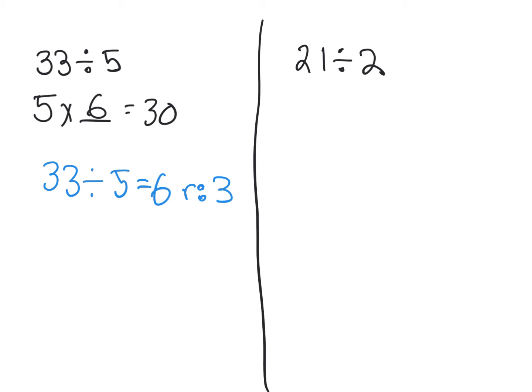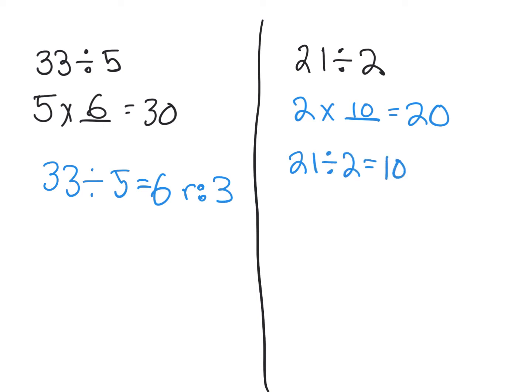We can think about the same thing with 21 divided by 2. We need a 2 fact that's going to get us close to 21. So what do you think it is? If you thought about 2 times 10 being 20, that is a good thought, friends, because that's the fact we should be using. So we now know that 21 divided by 2 is going to be 10.